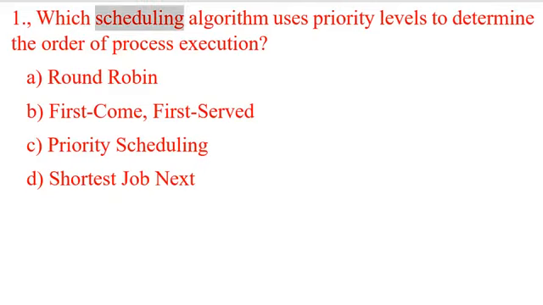1. Which scheduling algorithm uses priority levels to determine the order of process execution? A. Round robin. B. First come, first served. C. Priority scheduling. D. Shortest job next.